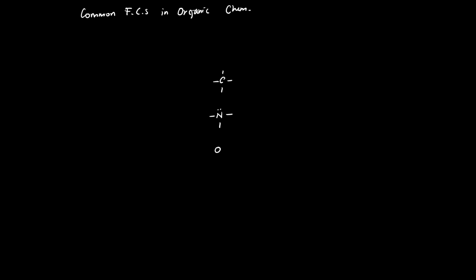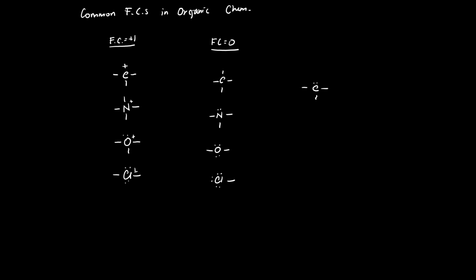Carbon with 4 bonds, nitrogen with 3 bonds, oxygen with 2 bonds, or a halogen with 1 bond always has a formal charge of 0. Carbon with 3 bonds and no lone pair, nitrogen with 4 bonds, oxygen with 3 bonds, or a halogen with 2 bonds have a formal charge of +1. Carbon with 3 bonds and a lone pair, nitrogen with 2 bonds, oxygen with 1 bond, and a halogen with no bonds all have a -1 formal charge. We will see all of these during this semester or next semester.